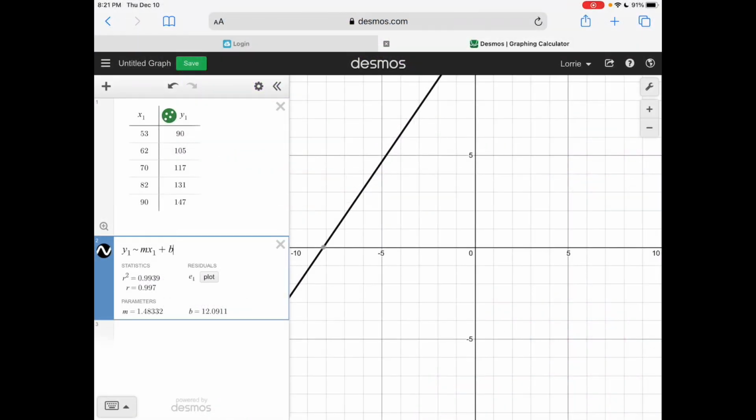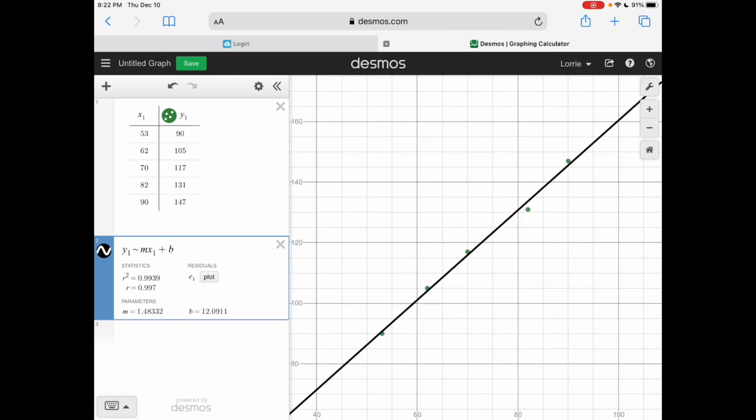We are back over in Desmos, and I used the same steps that I used in problem number 2 here. I created a table and I wrote y1 is approximately equal to mx1 plus b. Don't forget that you want to zoom your data in so that you can see all of your data points and really get a good look for your line.